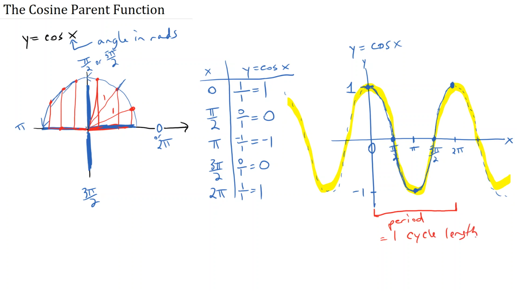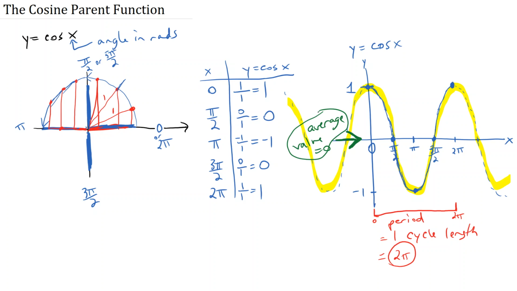Okay? So the period is one cycle length. And so if you look at this, you have to measure the x values. It starts at 0 and goes to 2 pi, so that is a length of 2 pi. That's the length of the period for the parent cosine function. This function oscillates. It goes up to 1, down to -1, back and forth forever. And so that gives us this value in the middle called the average value, which here is the y value of 0. That's the middle y value.